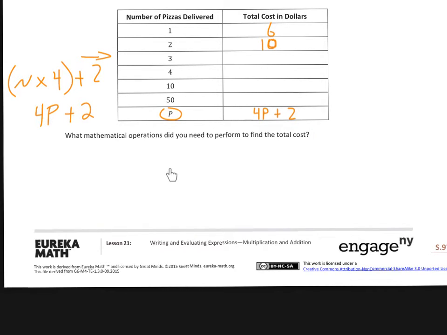So with 3, we just plug that in to our N in this one, or P in this one. These are both equivalent equations. So 4 times 3 is 12, right? Plus 2 would be $14. And I can do that with 4, with 10, and with 50. I multiply it by 4, cost per pizza, and then I have to add the delivery charge because regardless of how many pizzas are ordered, they're only charging you $2. It's a pretty good deal.